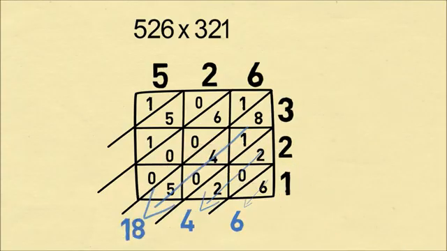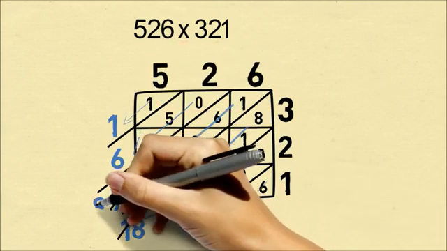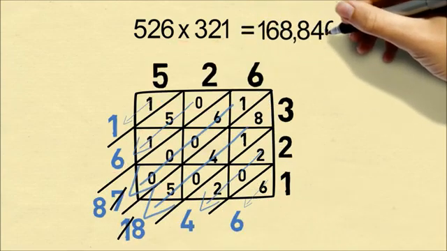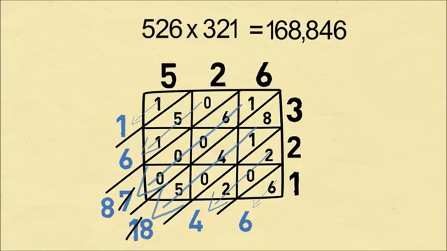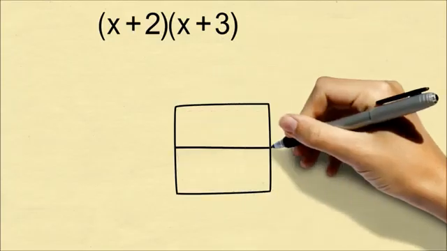Now we'll add up the numbers diagonally, and finally we make one adjustment. This 18, we need to carry over the 1, so 7 plus 1 is 8, and that gets us to our answer. We can also use lattice multiplication for polynomials.